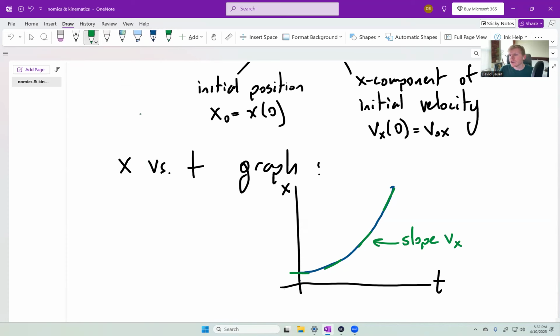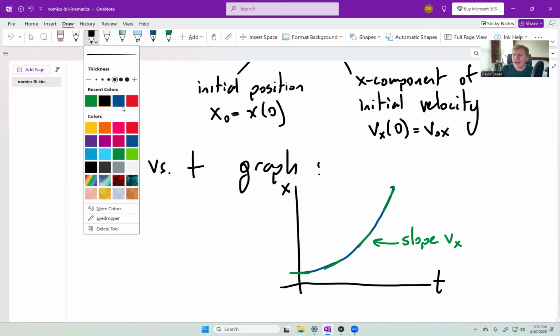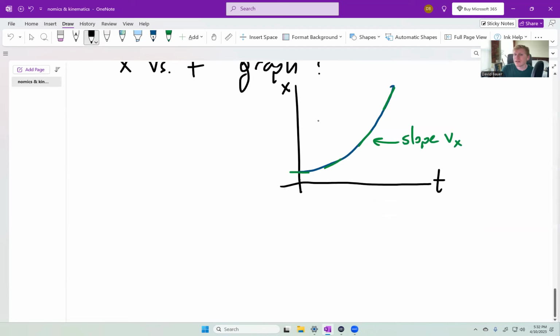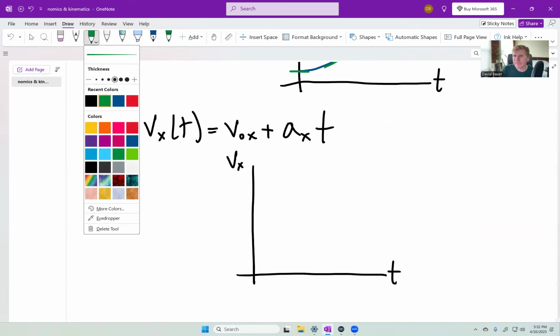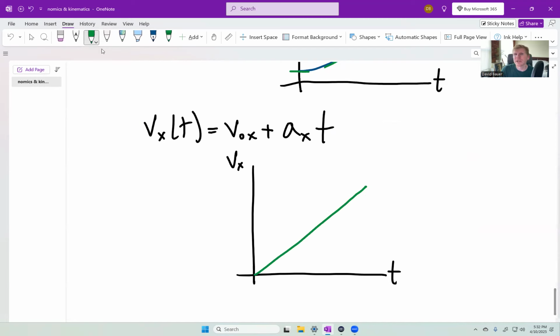And the fact that the slope is constantly changing, right? The reason for that is because we have this constant acceleration. The acceleration tells us how our velocity is changing. I can write down the velocity equation in constant acceleration motion as well. Okay, that's this equation. This is just a linear equation, right? So if I plot v sub x as a function of time, I just get a straight line. The slope of this line is our acceleration.